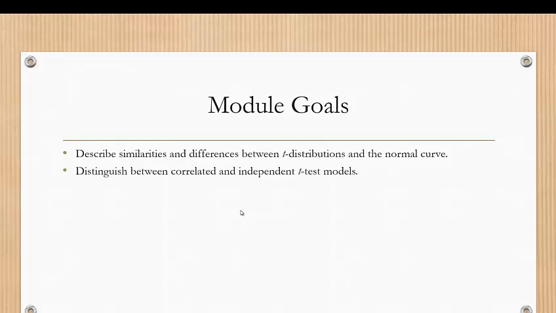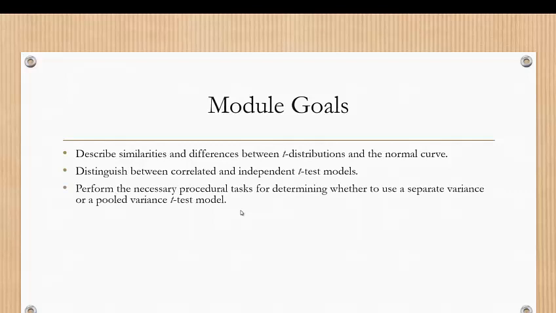Distinguish between the correlated, the dependent, or paired tests, all those mean the same thing, and the independent t-test models. The dependent test has to do with looking at one group using assessments, as opposed to two groups, maybe same size, maybe different size, maybe equal variance, maybe not equal variance. Those are the independent tests.